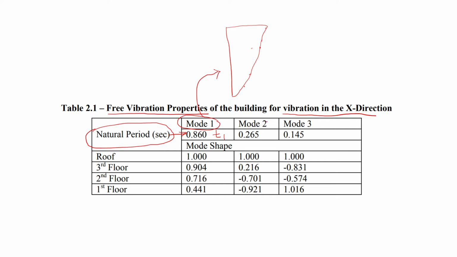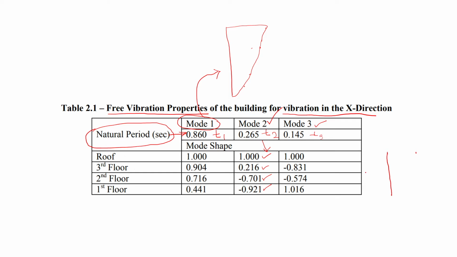This is mode 2. This is the time period of mode 2, and these are the values: 1.216, minus 0.701, minus 0.921. These are for the roof, third floor, second floor, and first floor. Similarly, mode 3 values are given: T3 is 0.145. If I draw this shape, this could be like this, with 1 here.